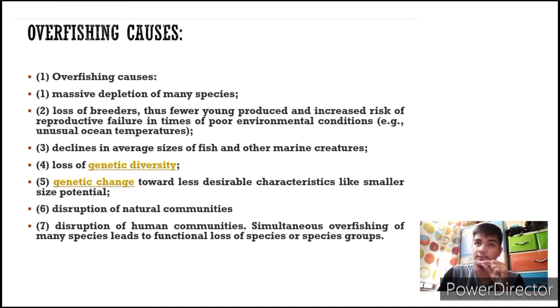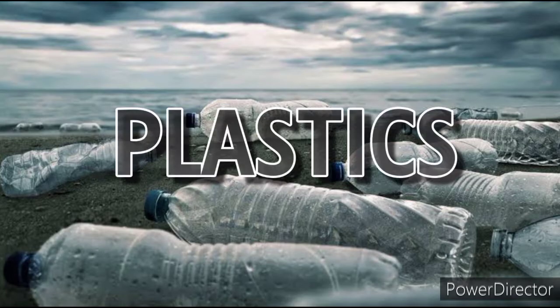Simultaneous overfishing of many species leads to functional loss of species or species groups. By overfishing, we are destroying entire ecosystems and the food chains that are essential to keep them thriving. So not only is overfishing wiping entire species out, it is also having a different impact on other species in the food web. Number two problem is plastics.